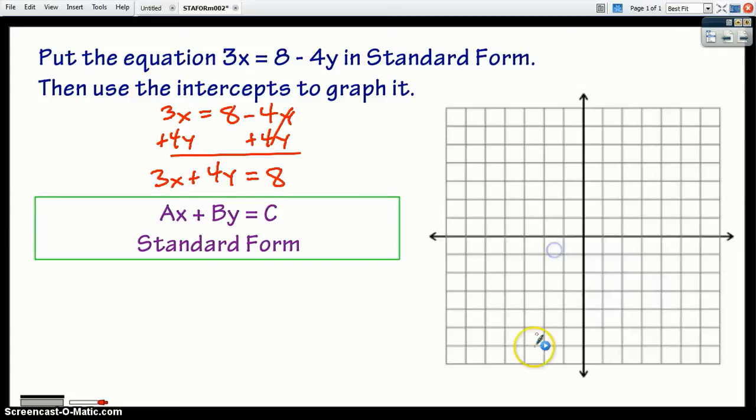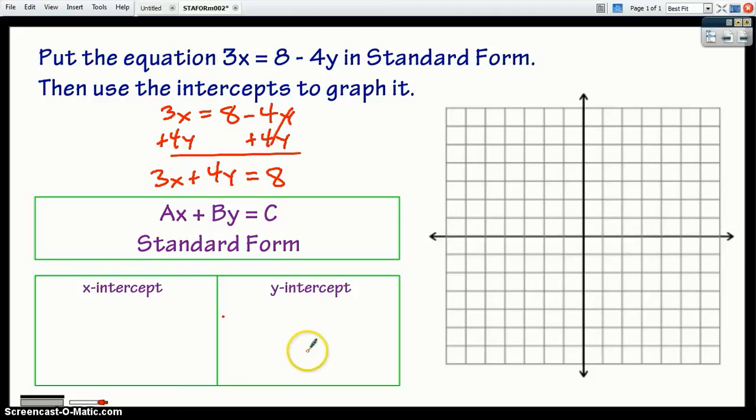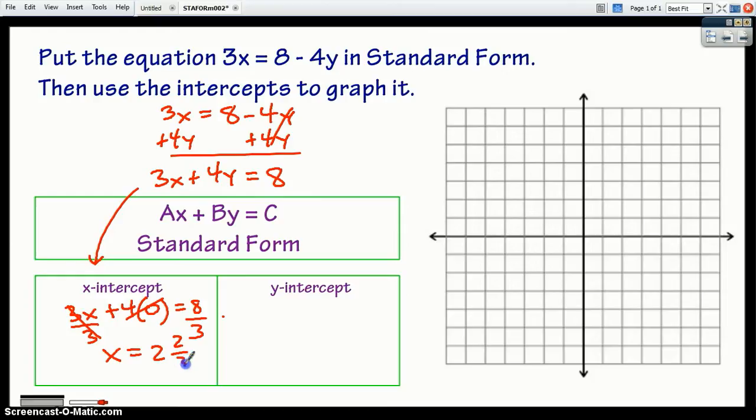Now, our main objective is to graph it. So once again, we're going to use the intercepts to do that. To find the intercepts, the idea is if you're looking for the x-intercept, in other words, the point that our line crosses the x-axis, we know that the y-coordinate will always be 0. So if I take my equation, 3x plus 4 times 0 equals 8. 4 times 0 just vanishes from the problem, and we get 3x equals 8, which I can solve in one step by dividing by 3. And I get x is, as a mixed number, 2 2/3, which, if I go by ones, 2 2/3 would be approximately here.